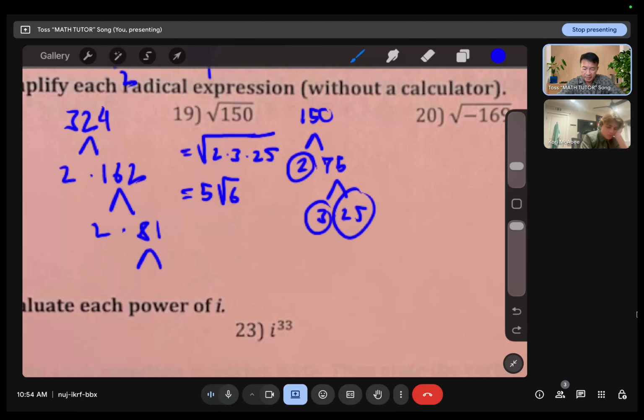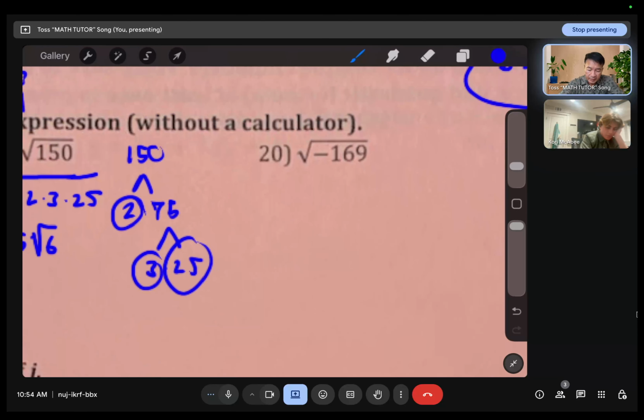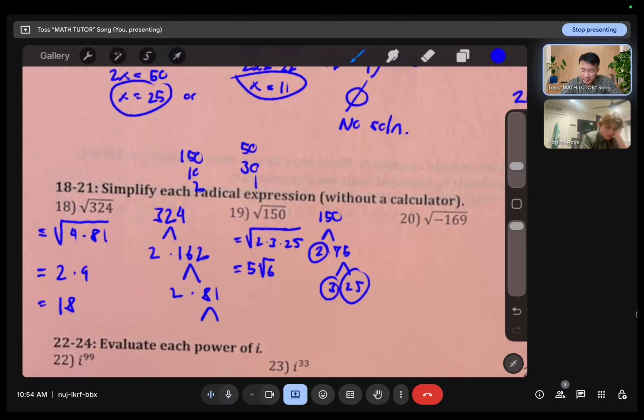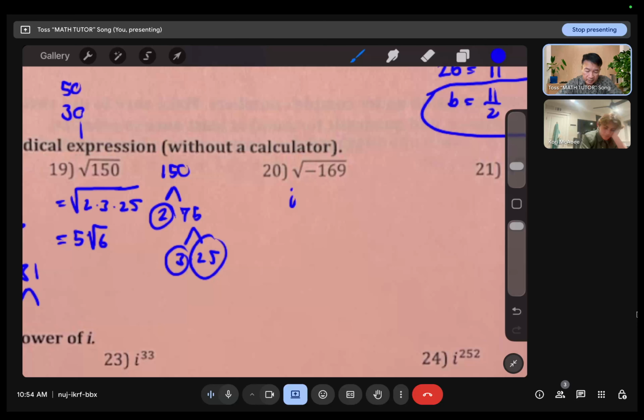Do you remember? Okay, you remember something about it like that? Okay, this one. Now, I believe you've done imaginary numbers, right? So therefore, let's set it up to continue. So this one is automatically i root 169.